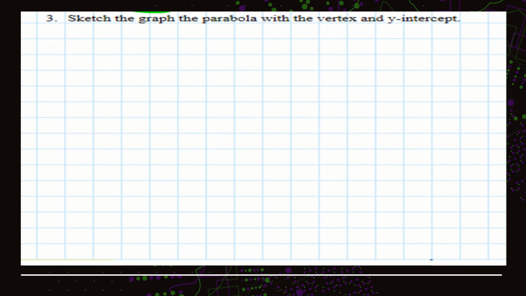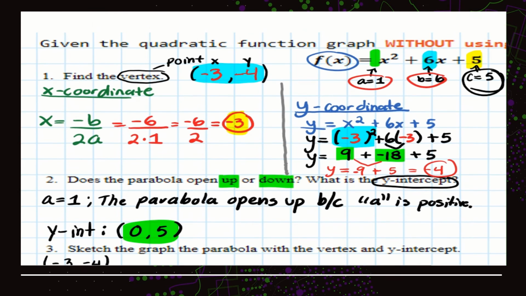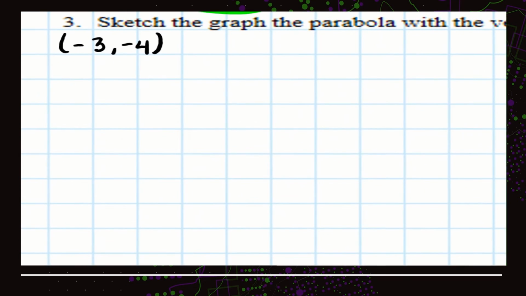We're going to use another tool that we have already to find that third point so that we can draw our u. So let me write the points right here so I don't have to be scrolling up and down. Our vertex, which was negative 3, negative 4, and our y-intercept, which was 0, 5. And then we're going to set up our grid so that we can graph here.